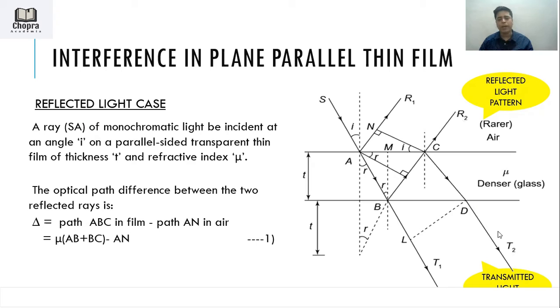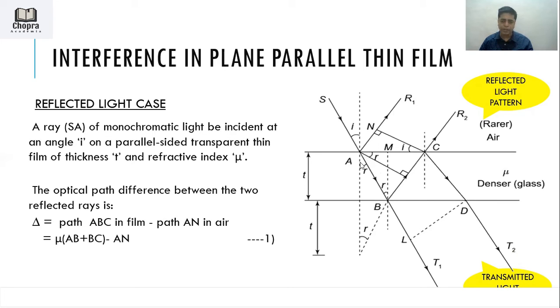So we'll start by finding what the path difference exactly is in this case, because once we know the path difference, we can calculate the conditions of maxima and minima. Please note it is the optical path difference between the two reflected rays, AR1 and CR2. So the path difference is the path ABC in the film minus the path AN in air. This is the optical path difference.